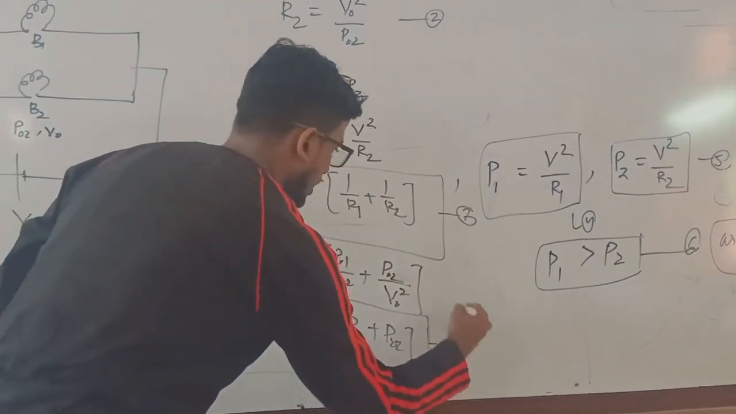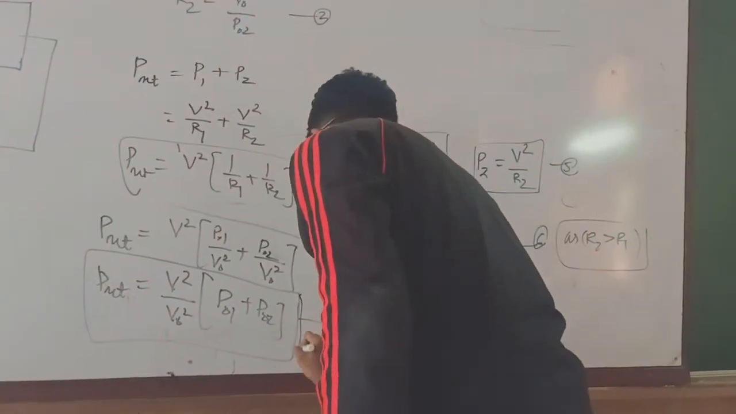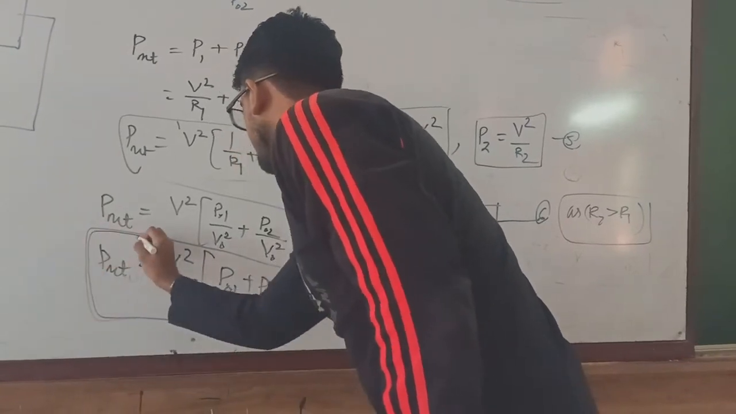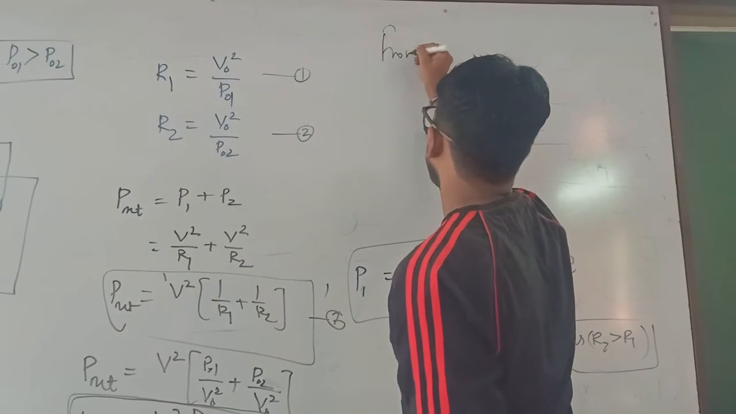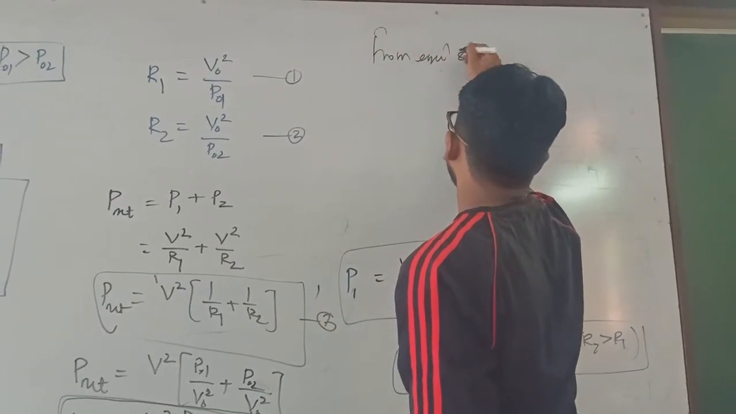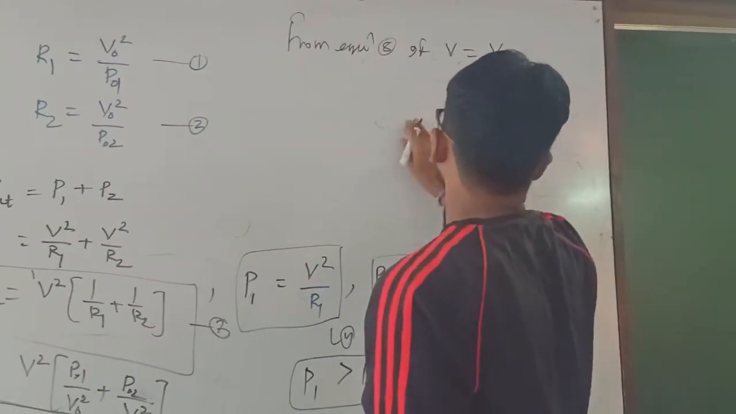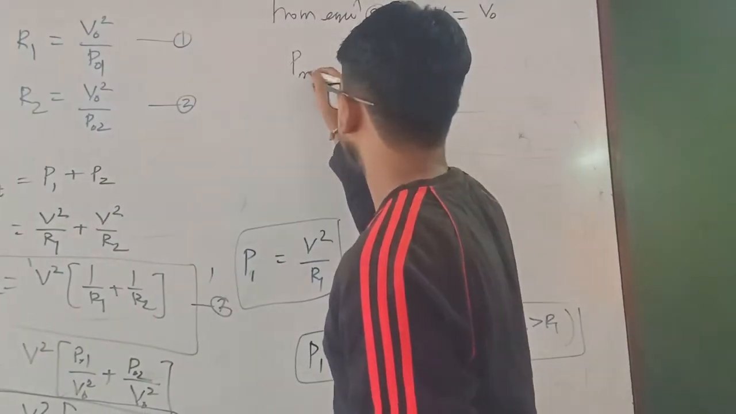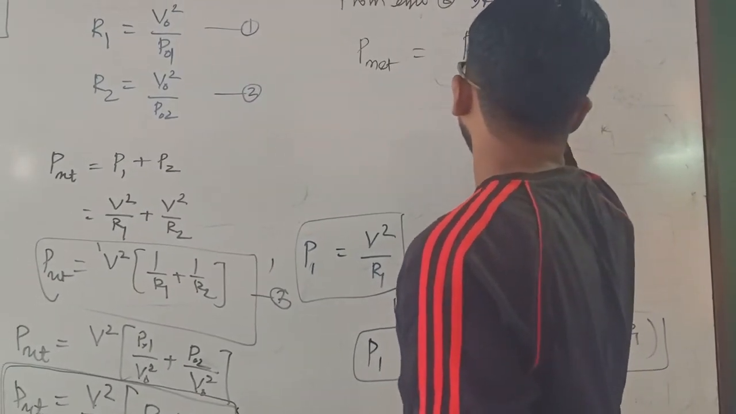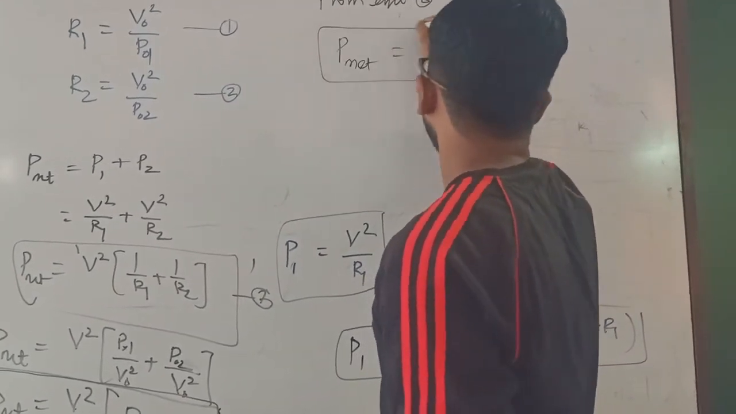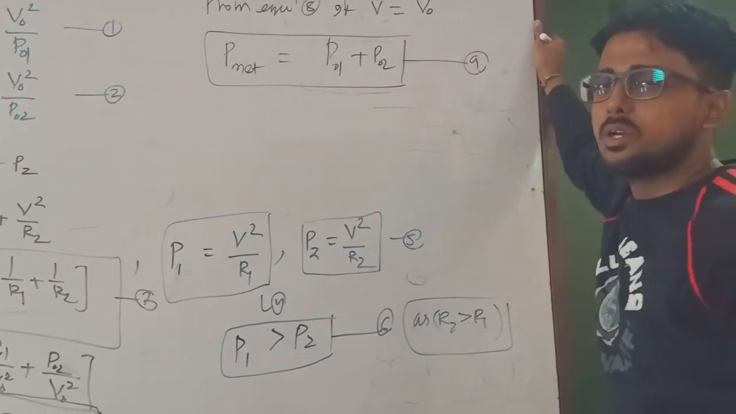Okay, let it be equation 8. So from equation 8, if the applied potential is equal to the potential rating of the bulb, then P net will become how much? P naught 1 plus P naught 2. So this is the formula for calculation of equivalent power when both the bulbs are connected in parallel.